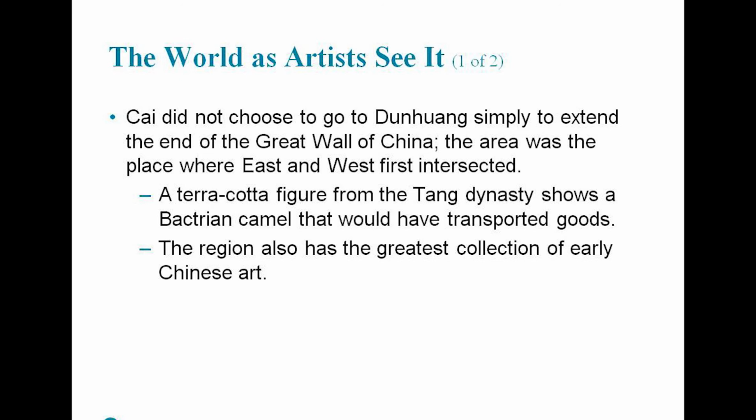Terracotta figure of the Tang Dynasty shows a Bactrian camel that would have transported goods. So a lot of trading was done there. The region also has the greatest collection of early Chinese art. So there's a lot of symbolism in the location he chose.